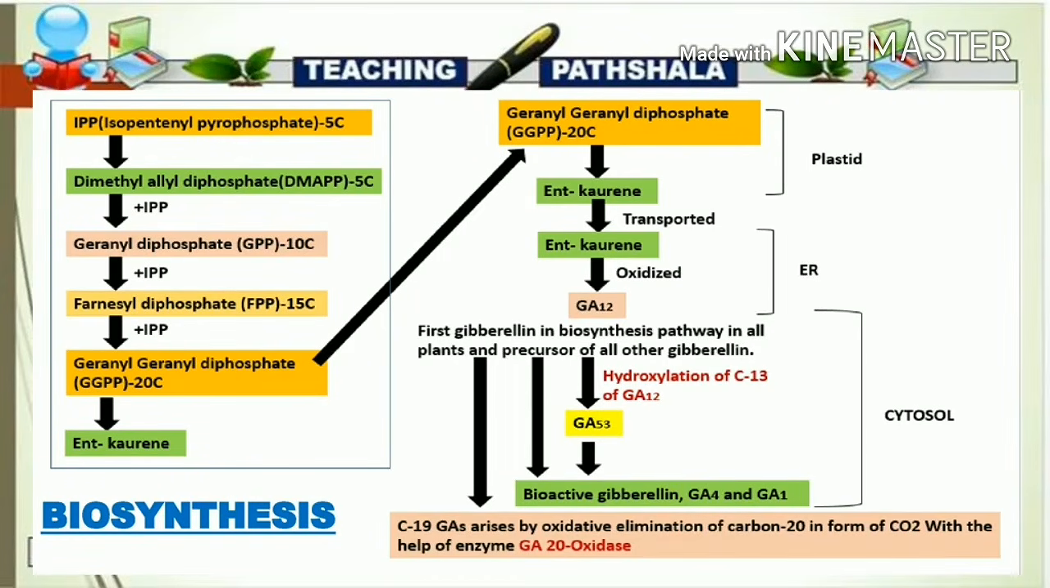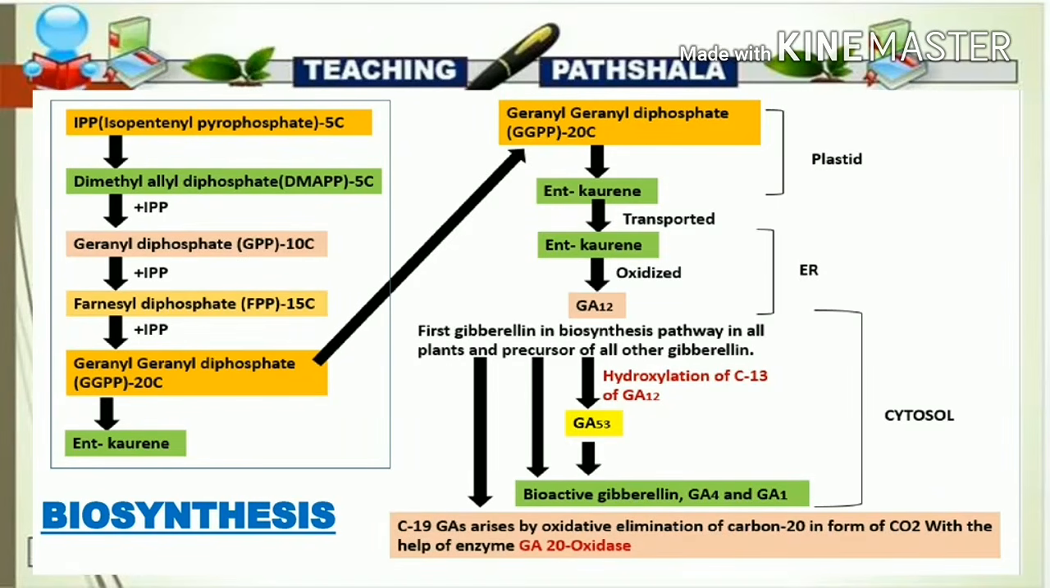So if a carbon 20 gibberellic acid is converted into carbon 19, then obviously there will be an oxidative elimination process in which one carbon is eliminated in the form of CO2, and this oxidative elimination is going to take place with the help of an enzyme known as GA20 oxidase, because it is going to carry out an oxidation on the 20 carbon gibberellic acid, and finally convert it into a C19 gibberellic acid, which has a total of 19 carbons.